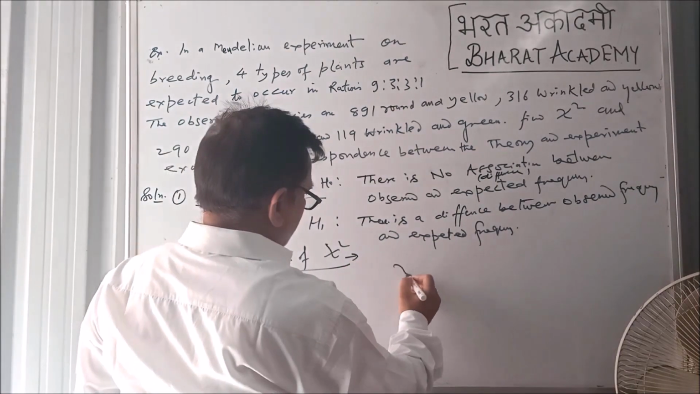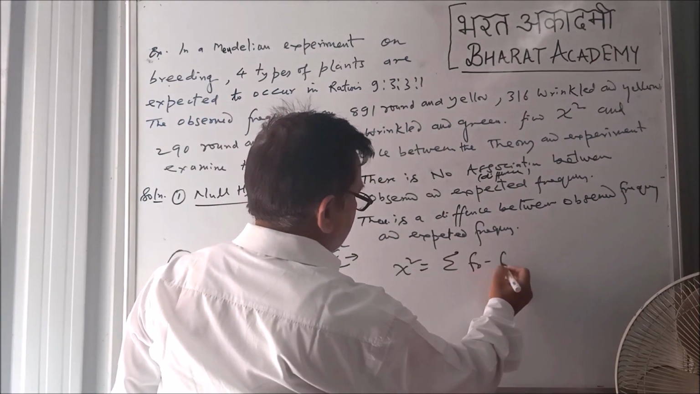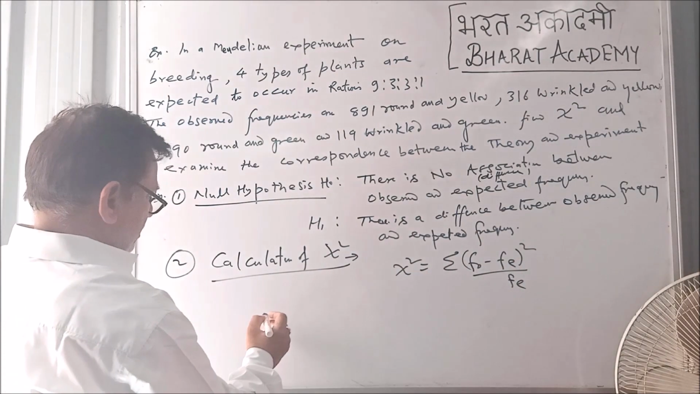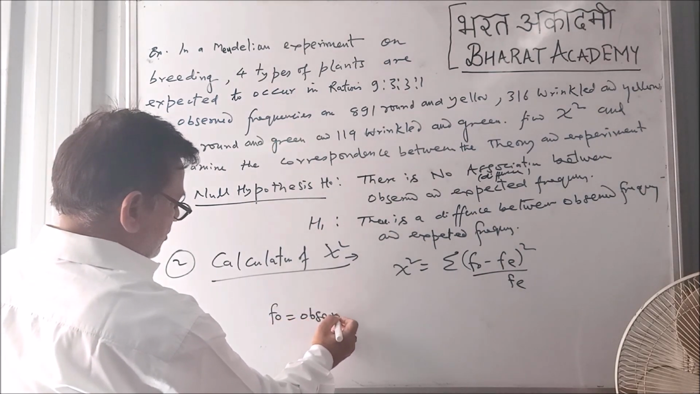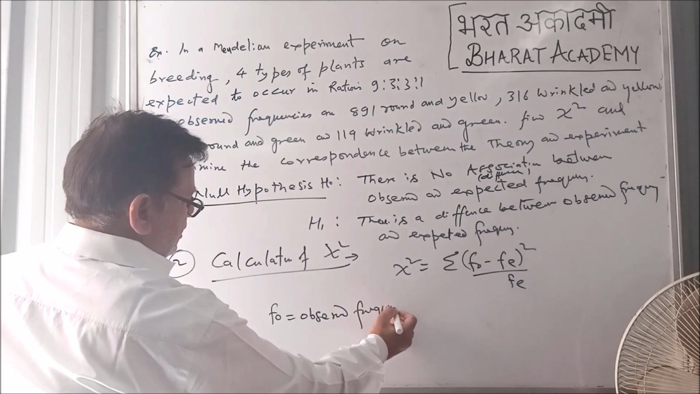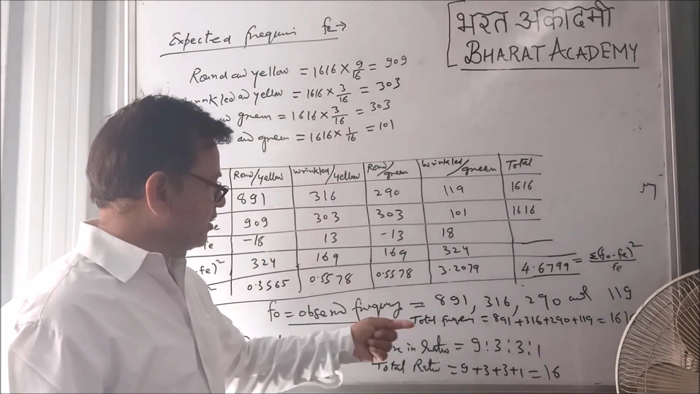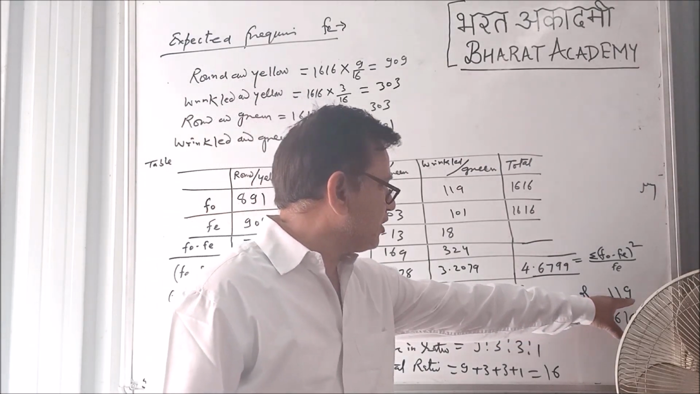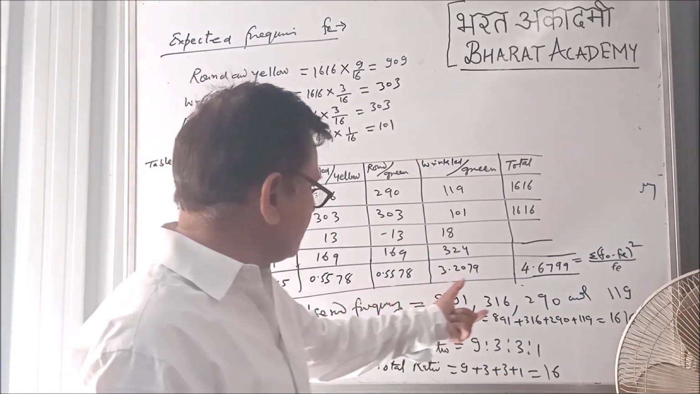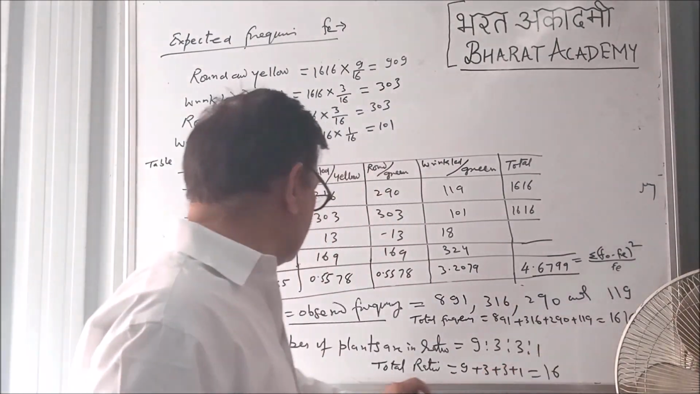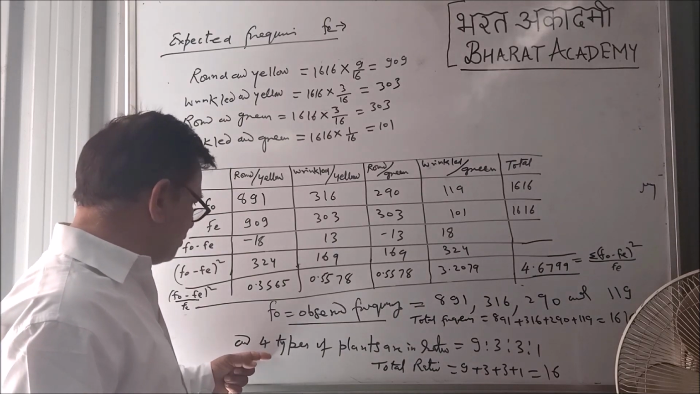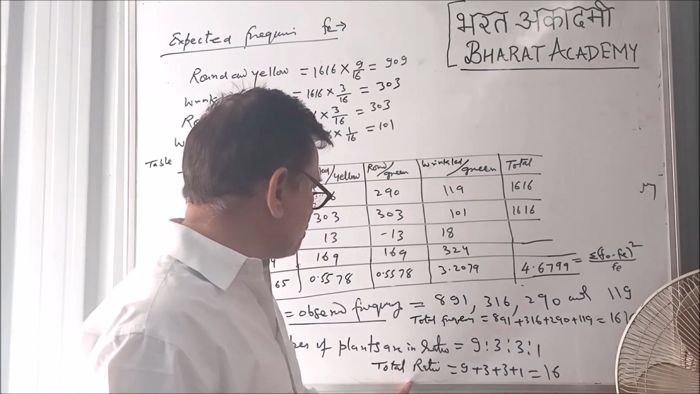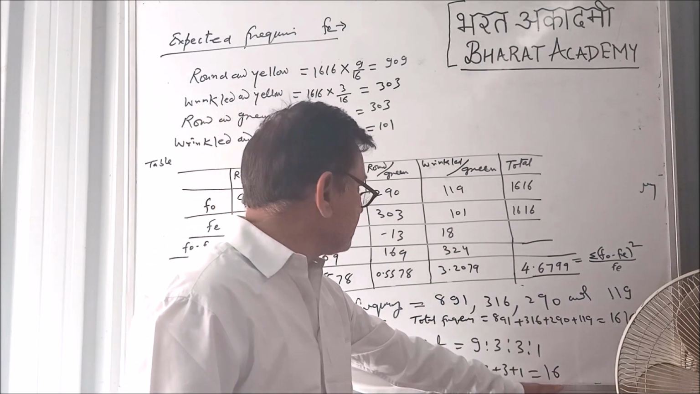As you know, the formula for the chi-square is summation FO minus FE its whole square upon FE, where FO is your observed frequency. The observed frequencies given in the question are 891, 316, 290 and 119. The total frequency will be, add all these observed frequencies, you will get 1616. And this is also given in the question, 4 types of plants are in the ratio of 9:3:3:1. The total ratio will be 9 plus 3 plus 3 plus 1, this is 16.